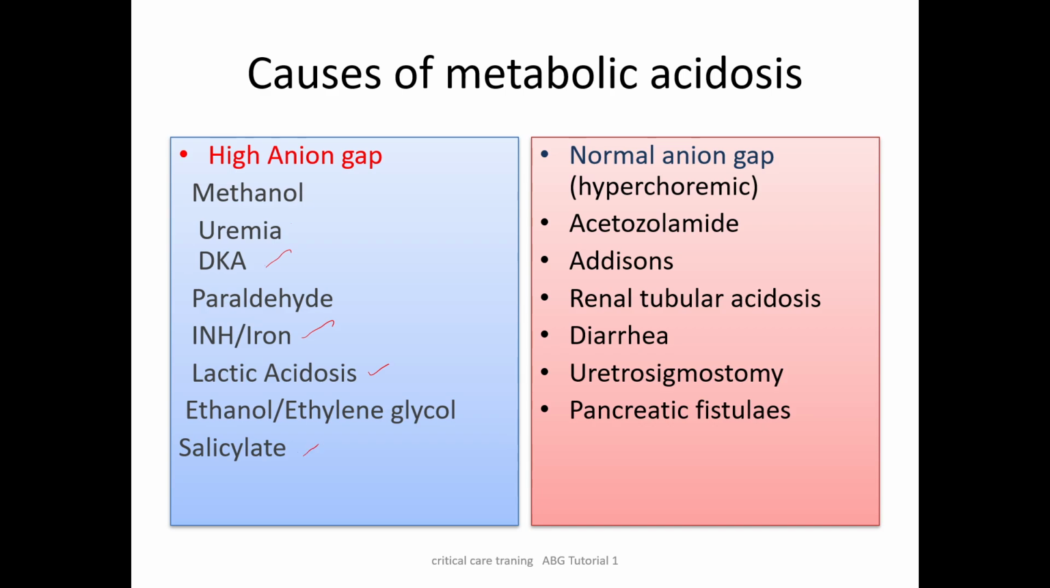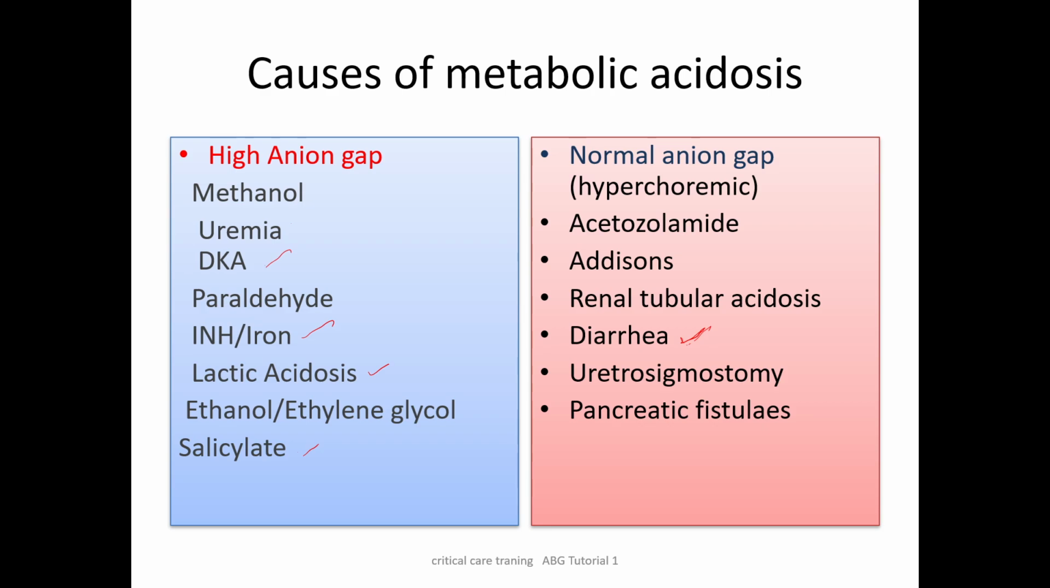These are best remembered by the famous mnemonic MUDPILES. Suppose there is a normal gap metabolic acidosis. The most common is excessive saline infusion, that is hyperchloremic metabolic acidosis, when excessive normal saline is used for resuscitation. Others are acetazolamide, Addison's disease, hypoaldosteronism, renal tubular acidosis, diarrhea, bicarbonate losing diarrhea, ureterosigmoidostomy or ureteric diversion procedures, or pancreatic fistula. So in normal gap acidosis, you have a different set of diagnoses that you can see clinically.